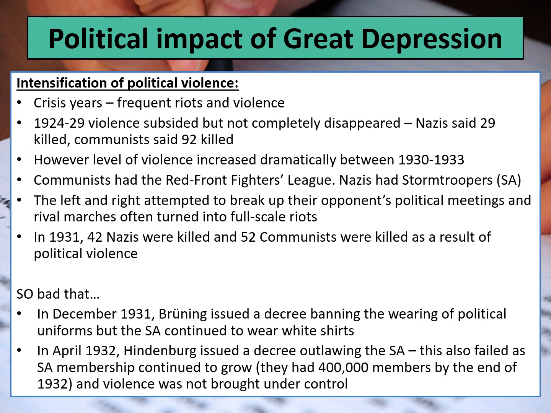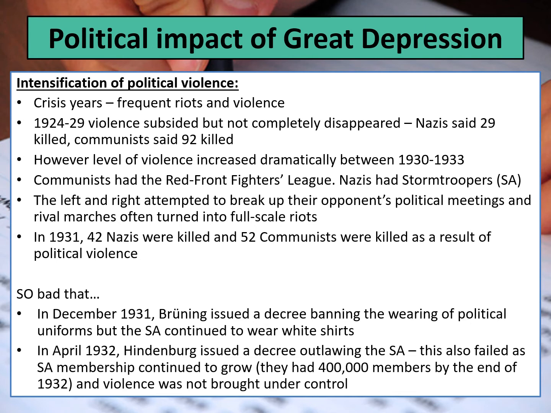The third area you need to know about for the political impact of the Great Depression, the third consequence, is the intensification of political violence. Now, this is something we've thought about throughout Unit 1, 2, and now into Unit 3. In Unit 1, we thought about the crisis years of 1918 to 1923. We know that there were frequent riots and outbreaks of violence. For instance, the 376 politicians being assassinated by groups like Organisation Consul. Don't forget there's also things like the Spartacist uprising and the numerous putsches as well.